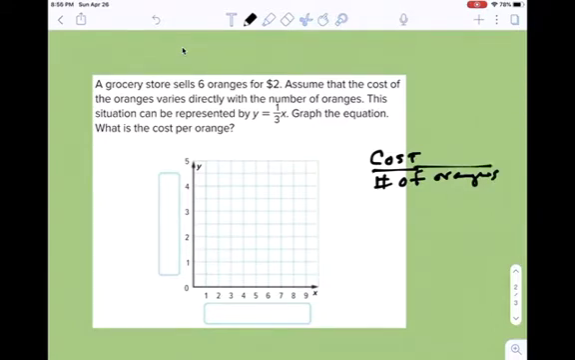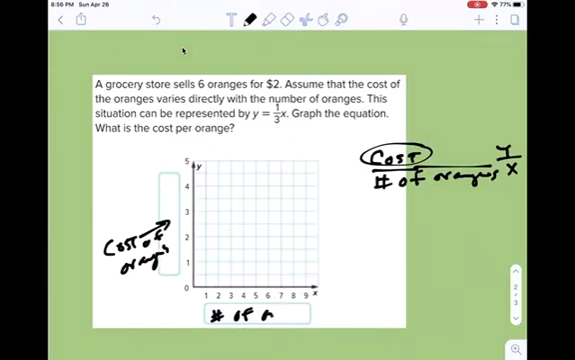So remember, what goes on top, our y or our x? Our y goes on top, so it's y over x. Our y is going to be the cost of oranges, and my x is the number of oranges. It says 6 oranges for $2, so 6 oranges is right here, $2 is right here.